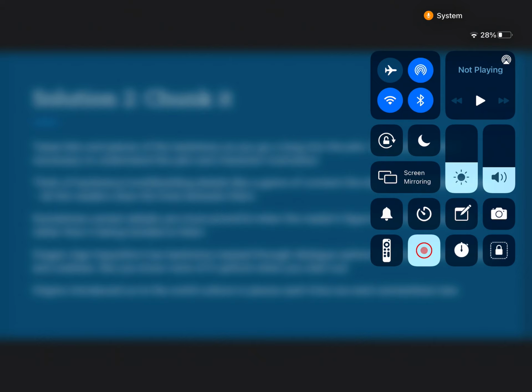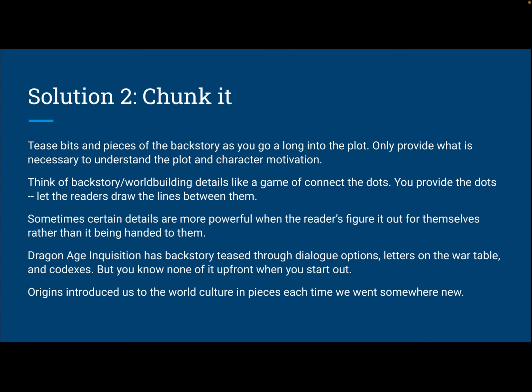Another solution would be to chunk it. Okay, so instead of having a whole bunch at the beginning, you have little bits and pieces of it as you go. So whatever backstory information that you absolutely want the reader to know, you need to sprinkle it in the first chapter. Okay, so think of backstory or world building details like a game of connect the dots.